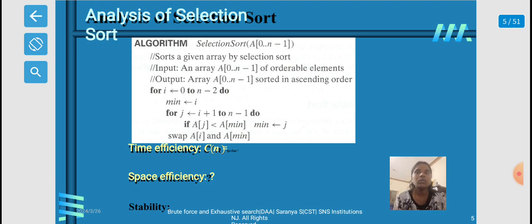bubble sort takes A[0..n minus 1], the problem description is to sort a given array. Input: an array A[0..n minus 1] of orderable elements. Output: array A[0..n minus 1] sorted in non-decreasing order. For i from 0 to n minus 2 do: min equals i; for j from i plus 1 to n minus 1 do: if A[j] is less than A[min], min equals j. Swap A[i] and A[min].